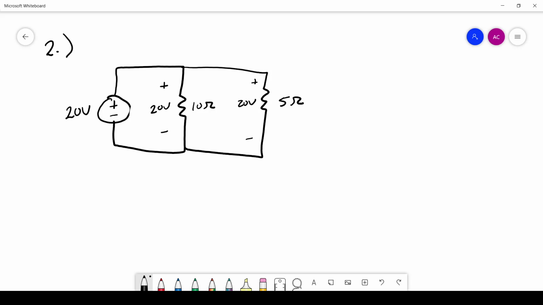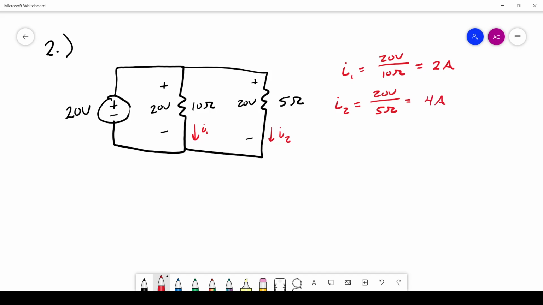Okay, so now we know the voltage and the resistance. We can figure out the current. So let's call this I1, call this one I2. So I can say I1 is equal to 20 volts divided by 10 ohms. It's equal to 2 amps. Okay, so I1 is 2 amps. Do the same thing for I2. It'll be 20 volts divided by 5 ohms. And that's going to be equal to 4 amps.